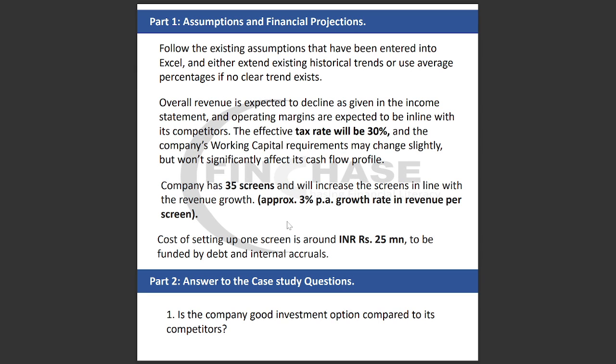Part 1 of the case study is saying that we have the following assumptions: the existing assumptions that have been entered into Excel, and either extend existing historical trends or use average percentages if no clear trend exists. This line states that if we have the assumptions, we can follow that assumption, we can follow that trend for the future years as well.